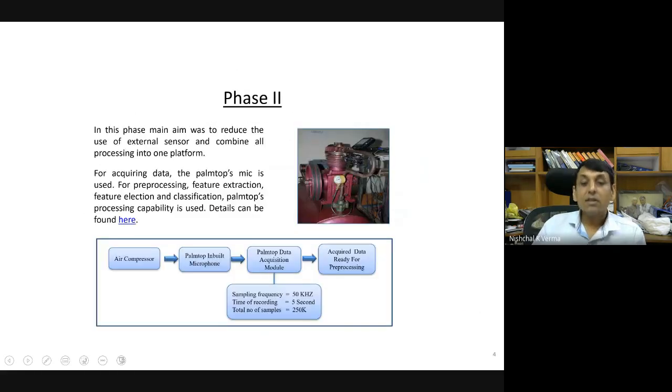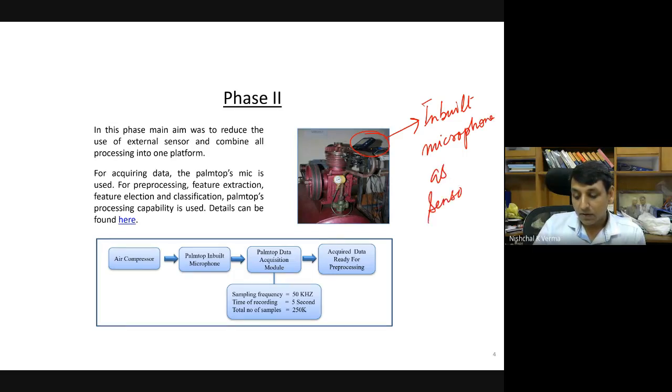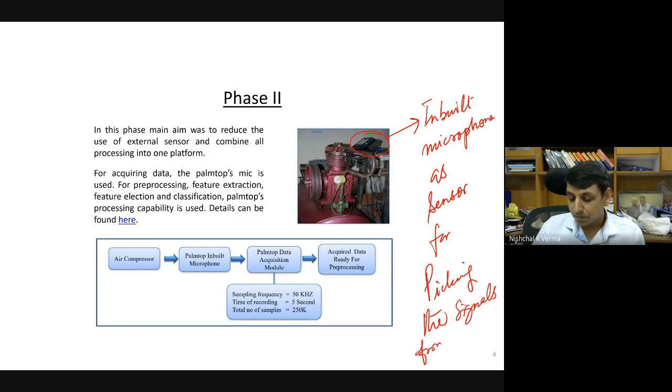And then you see phase two here, where instead of a computer we have a palm top computer. The palm top is very small, and the sensor is also inbuilt here: an inbuilt microphone as the sensor for picking up signals from the air compressor. So that is what we did.